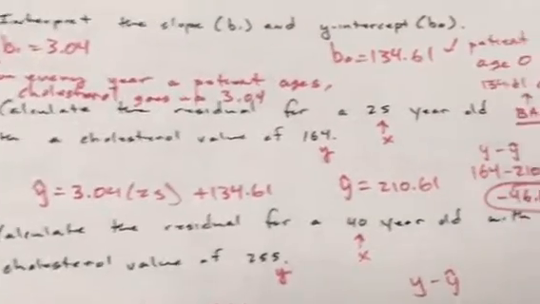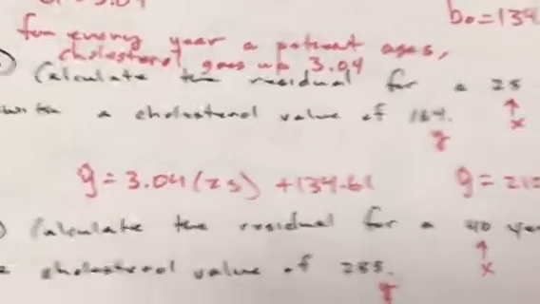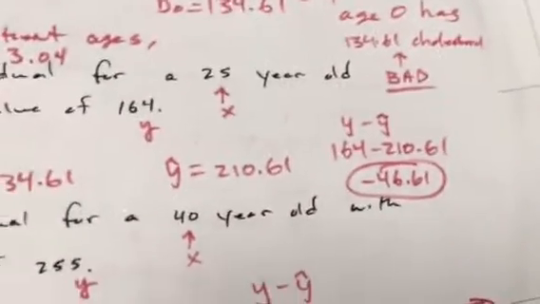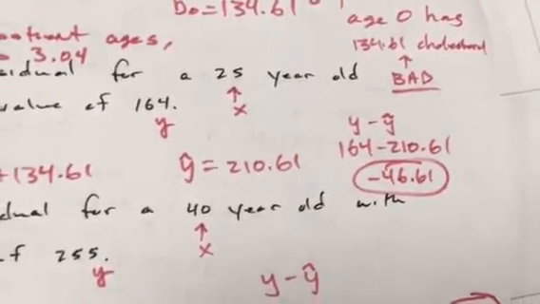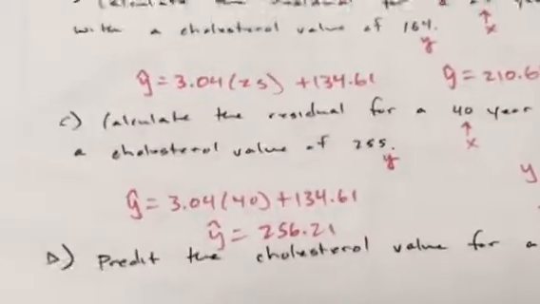Calculate the residual for a 25-year-old with a cholesterol of 164. 25 is what you plug in for x. You get a y hat of 210.61. 164 minus 210.61. You want to underperform here. You want a lower cholesterol.